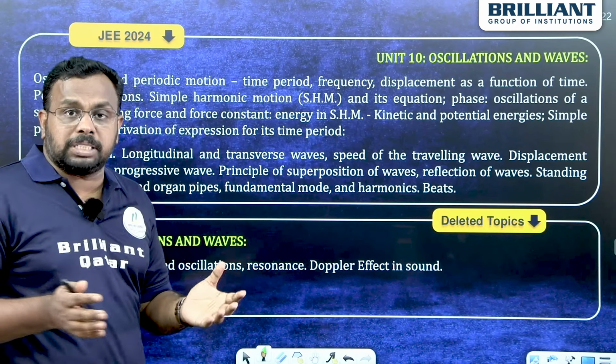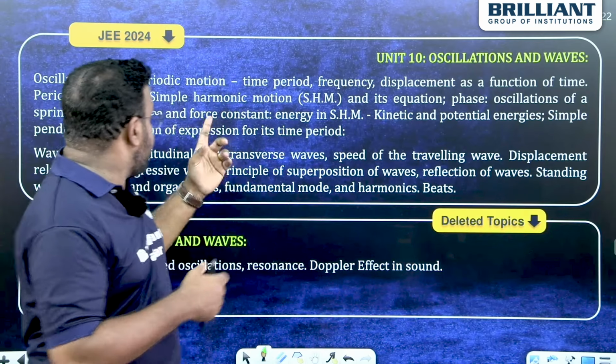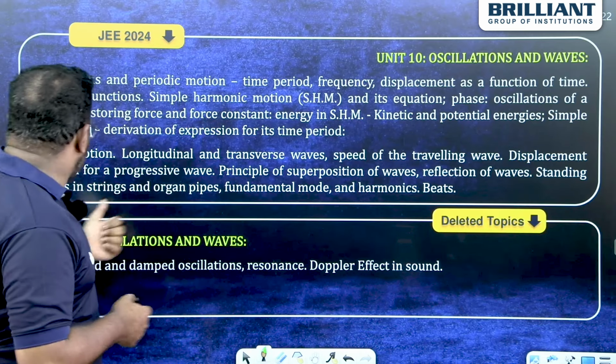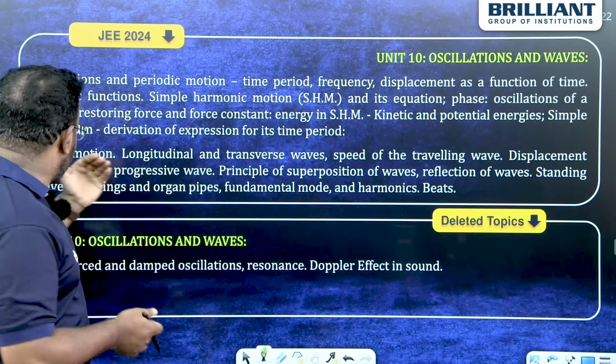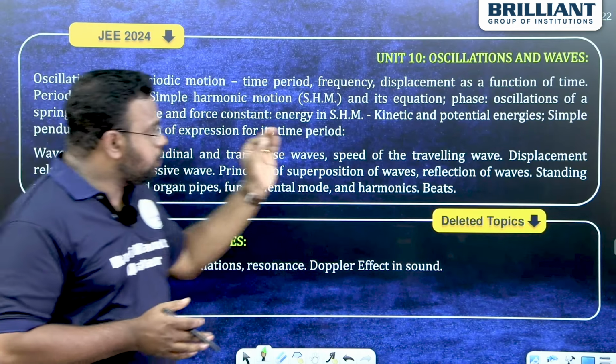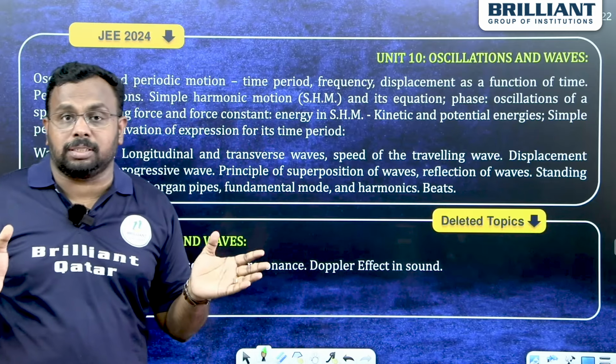A pendulum is the best example for SHM, you know that. So what is the expression for the time period of a simple pendulum? Derivations of the expression of its time period. Okay, then next is waves. From the next chapter, wave motion, longitudinal and transverse waves. Hope you remember all these things. Speed of a traveling wave. So speed of a traveling wave means there are many cases, you know that.